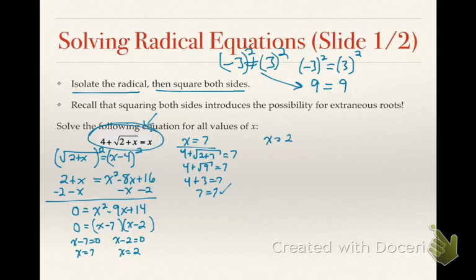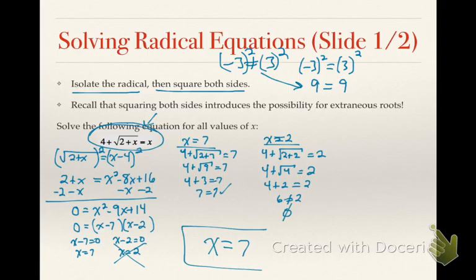Now let's check x equals 2, because that may work, it may not work. I have 4 plus the square root of 2 plus 2. Is that equal to 2? Plugged in a 2 everywhere there's an x. You might be able to see right off the bat this is not going to work, because 4 added to any number is going to give you something larger than 4, not less than 4. So you're going to clearly see that 6 is not equal to 2. So that means that x equals 2 is not a solution. We can cross that off. So our answer to this equation is just x equals 7.